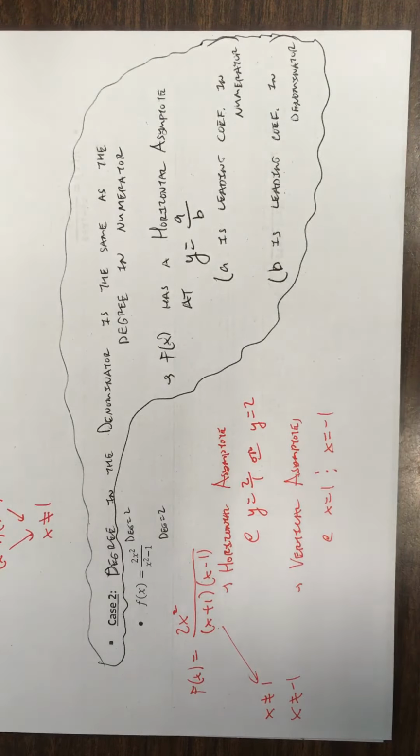So this covers two of our cases, one where the degree in the denominator was bigger than that of the numerator. Then we have a horizontal asymptote of y equals 0. If they're the same, we have a horizontal asymptote by dividing our leading coefficients. Now we're going to see what happens if the degree in the numerator is bigger than that of the denominator.